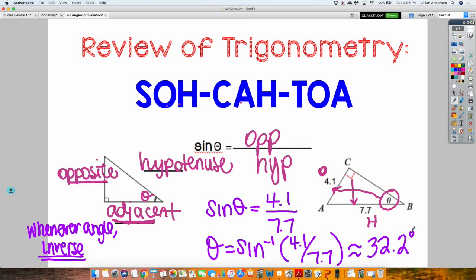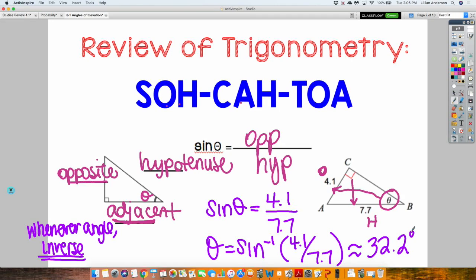So let's recap. You set up the trig. You figure out what the sides are. You determine what trig function you're going to use. And then you set up your equation. If you're looking for an angle, you do the what? The inverse of that respective trig function. If you notice, sine, cosine, and tangent all have them. Okay? And there you go. Questions on sine?